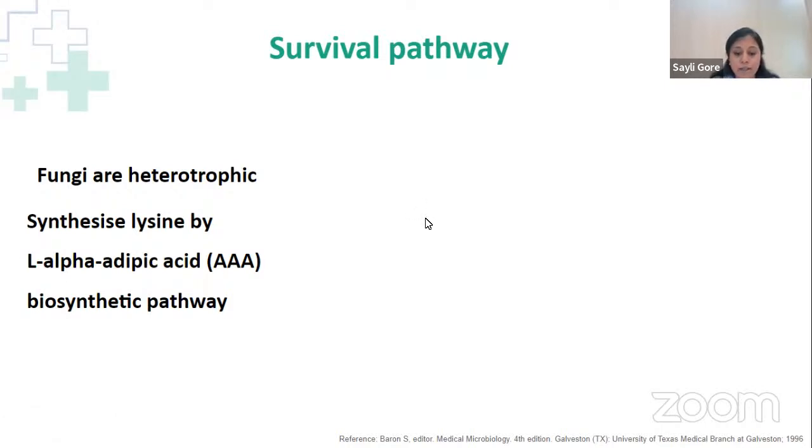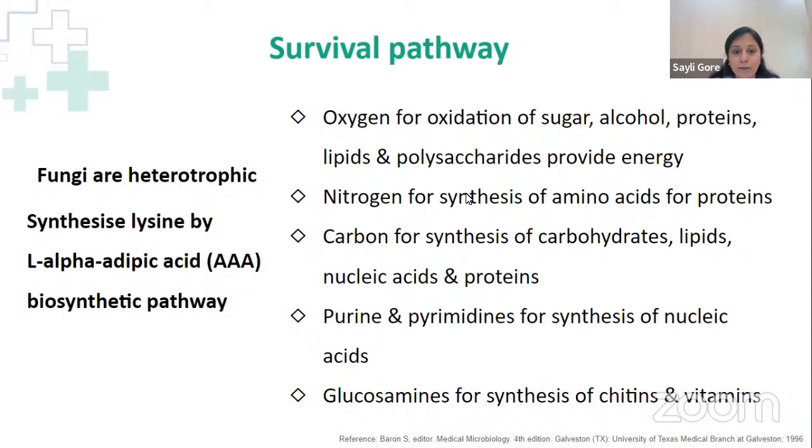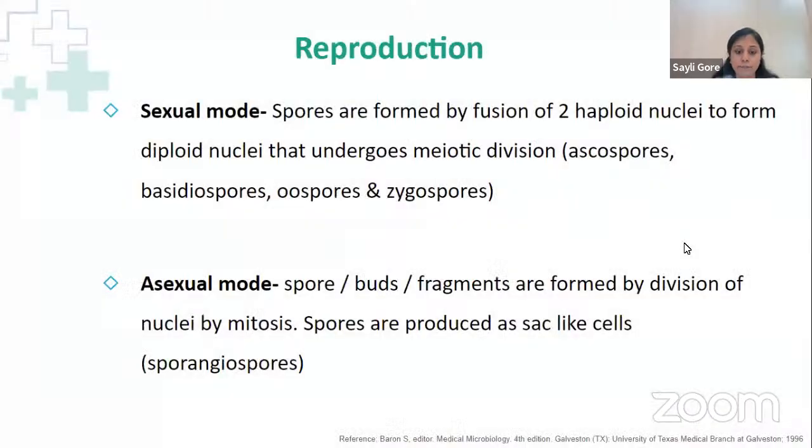And just like all living organisms, they need oxygen, nitrogen, carbon, purines and pyrimidines, and glucosamines to facilitate the biosynthetic pathways. The basic characteristic of a fungal cell is a strong underlying mechanism of genoplasticity and diversity that helps them deal with environmental stress. So how do they multiply? They go through both sexual and asexual modes of reproduction.